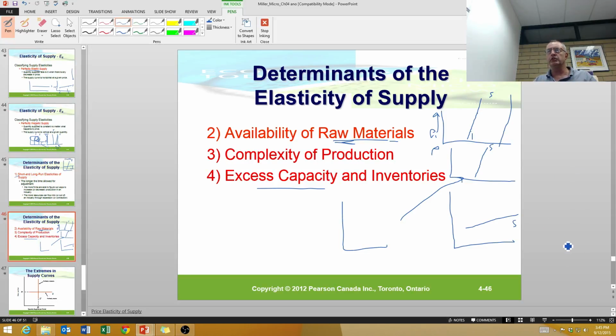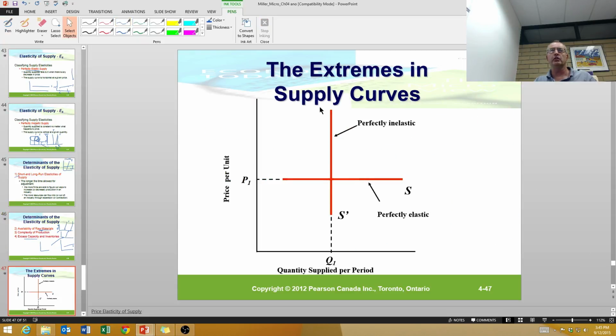Okay, so just as with demand, we have these two extremes of elasticity with supply. We have a so-called perfectly inelastic curve. So with a perfectly inelastic supply curve, regardless of how much prices increase, the quantity supplied does not change.